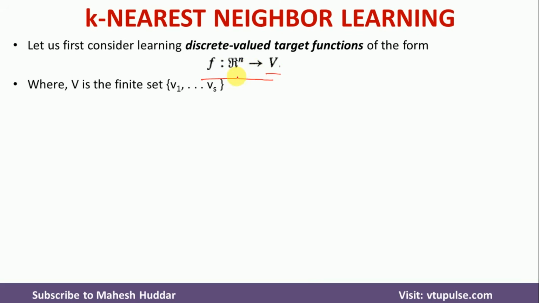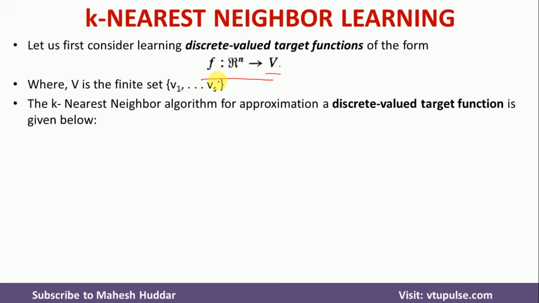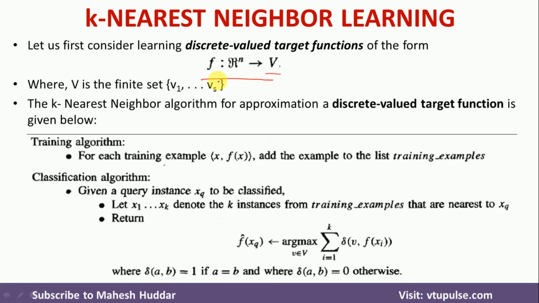The k-nearest neighbor algorithm for a discrete value target function looks something like this. It has two parts. This is the first part and this is the second part. The first part is a training algorithm and the second one is the classification algorithm. In the training algorithm, the training examples, let us say xi comma f of x, where x is the instance and f of x is the target value of that instance, are added to the list of training examples. So we don't do anything at the time of training. We just add this into the list of training examples.